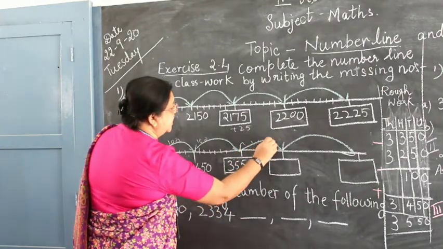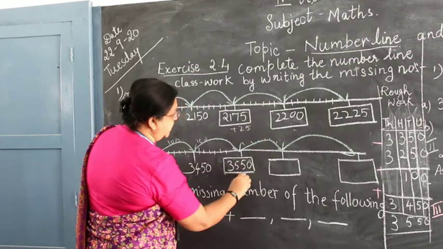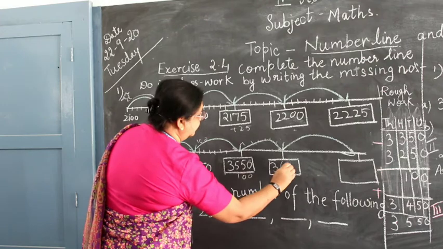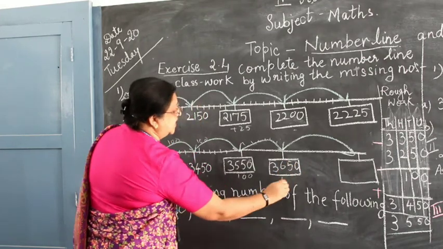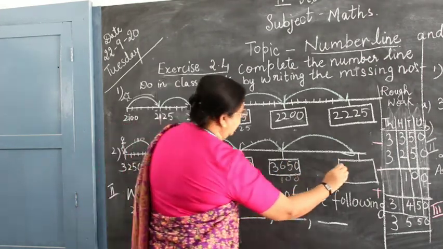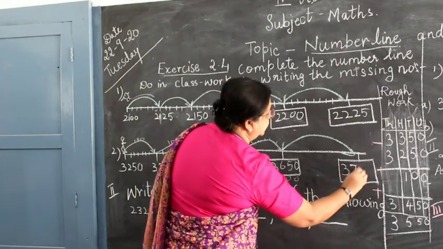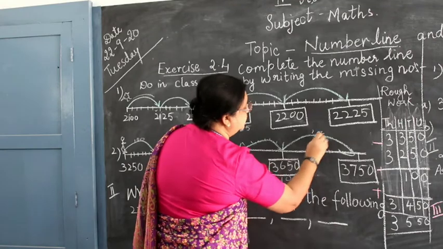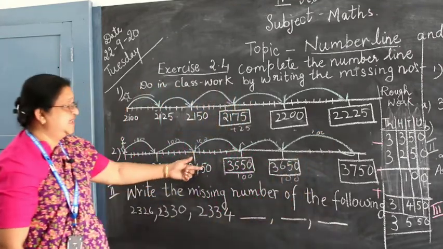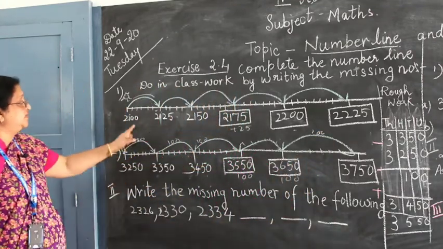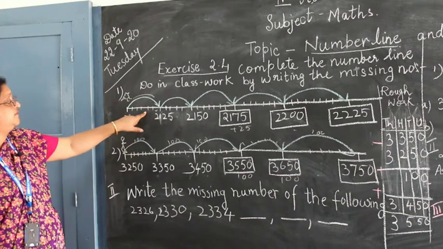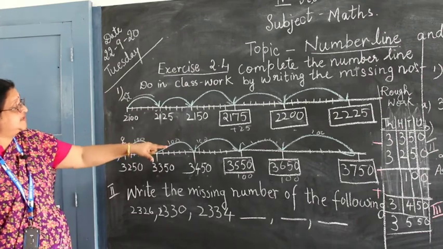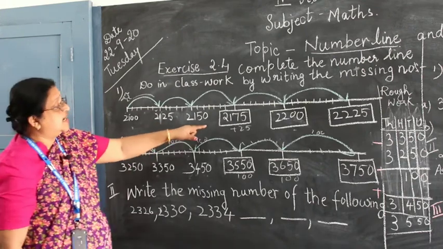Now you start adding up. Here also you have to add 100. So 100, when you add up, how much you will get? 3650. Again add up 100, you will get 3750. Understood? So this is how you will be doing your number line. Very simple. First you will do the difference and find out the difference here, and then what answer you get, that you will add to the last number.